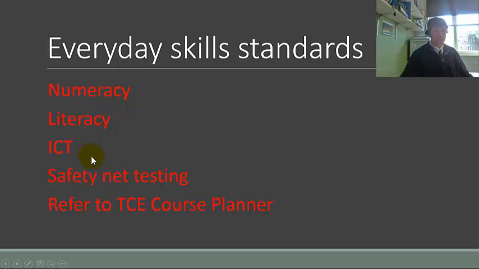Now some of your subjects have got numeracy requirements tick, literacy and ICT, some don't. You need to be able to make sure that when you plan, especially for your grade 12 subjects, that you have all bases covered. And if that doesn't happen, you'll have to do some safety net testing, which just means an extra 90-minute test during exam time. You would have already come across the course planner, which outlines those ticks and those requirements.